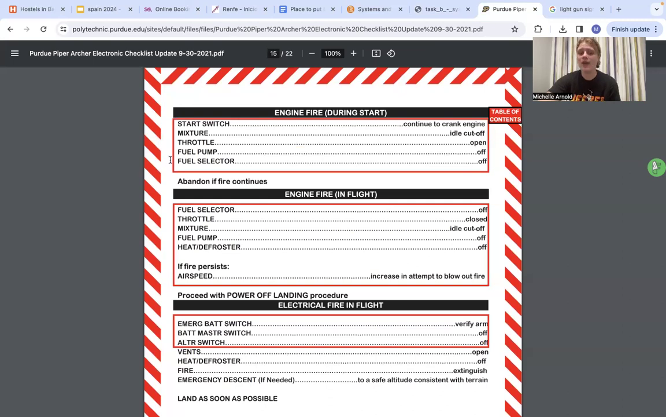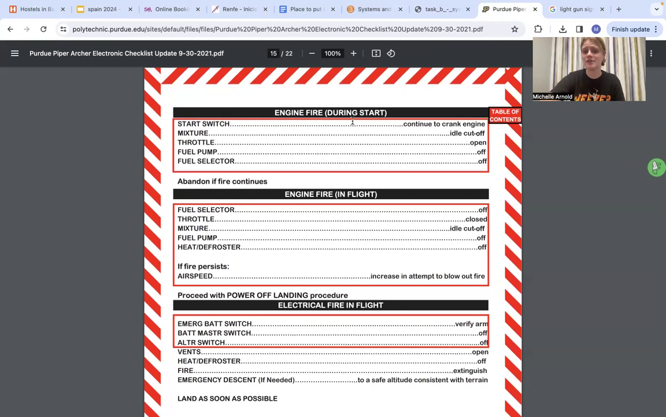And these red boxes are what you should have memorized. So prior to going solo, you should be able to read these off from memory. You should be able to chair fly and practice it so that you have muscle memory and you can do them right off the bat once you've identified this issue.